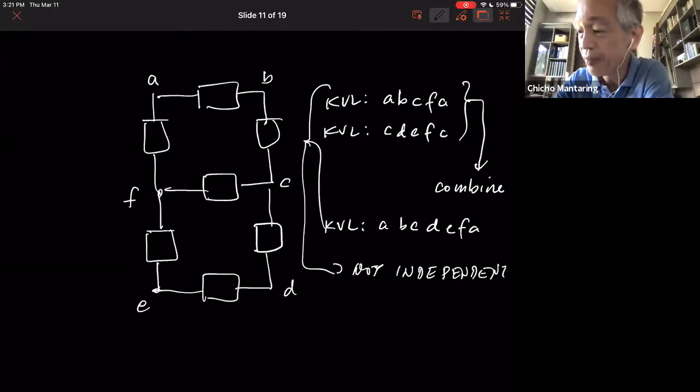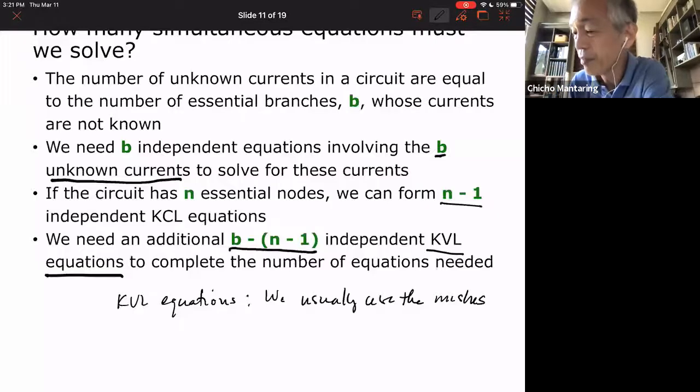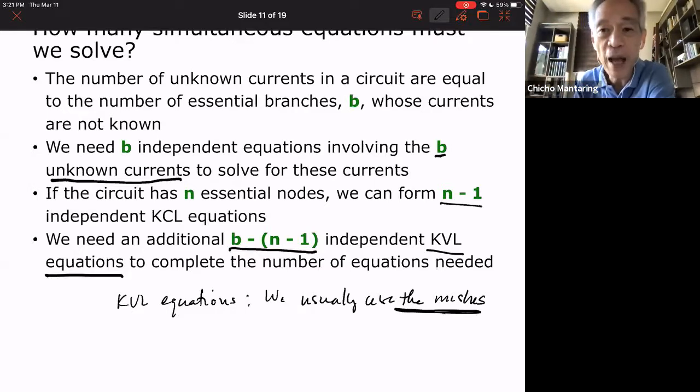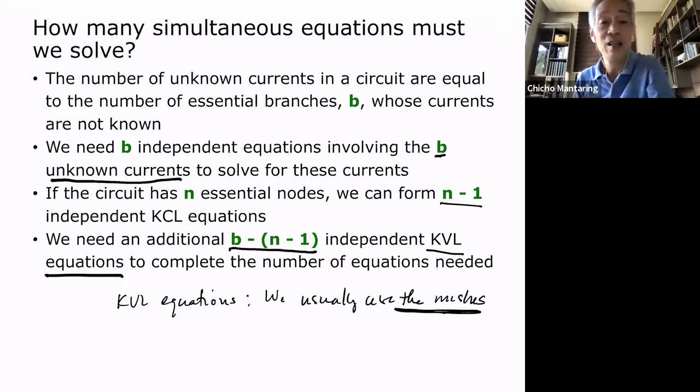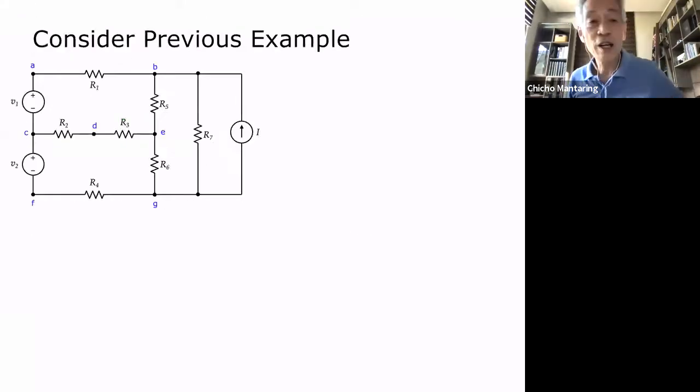So that your equations are always independent, we usually apply KVL to the meshes. In practice, if you apply KVL to the meshes, then you are sure you will always get a set of independent equations. Okay, so let's consider the previous example.